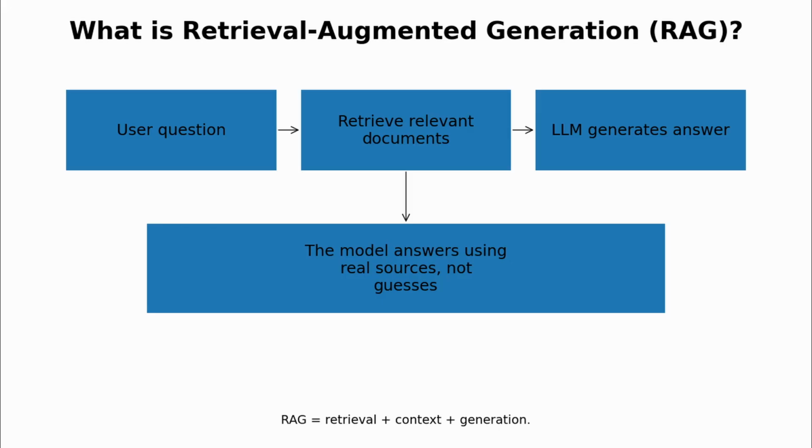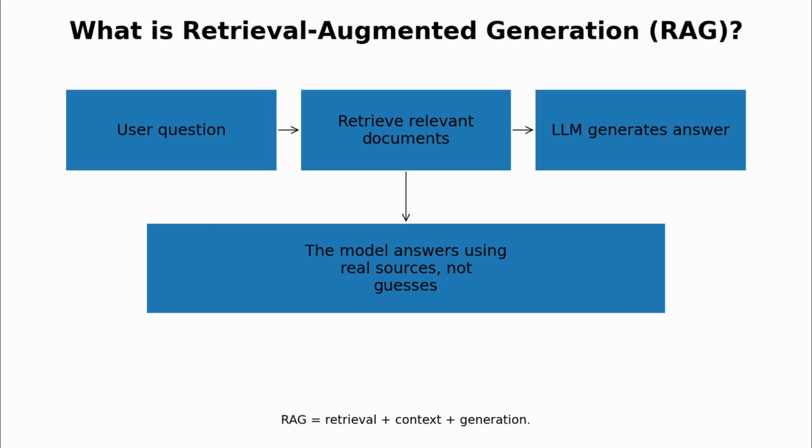Think of it like this. A traditional chatbot is like a student taking an exam with no notes. It might remember a lot, but it's still relying on recall, which can be fuzzy. A RAG system is like that student being allowed to open the textbook, search it, copy the most relevant paragraphs, and then write an answer based on what's actually written there.